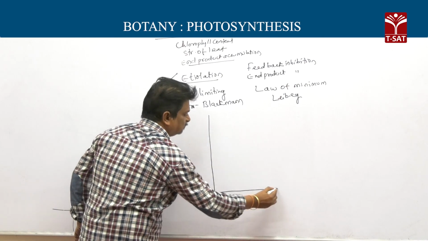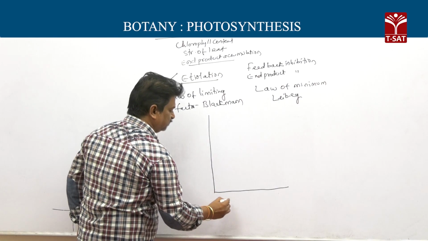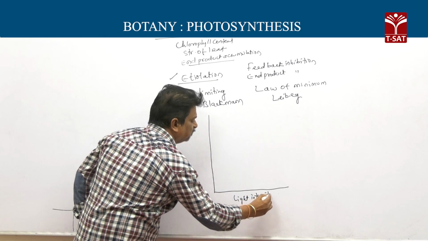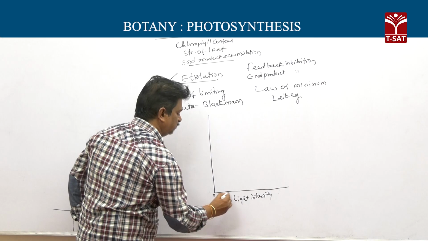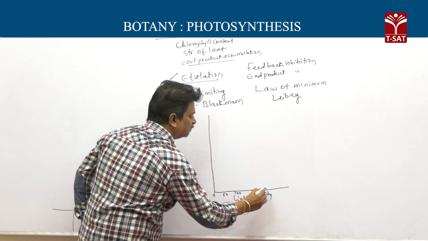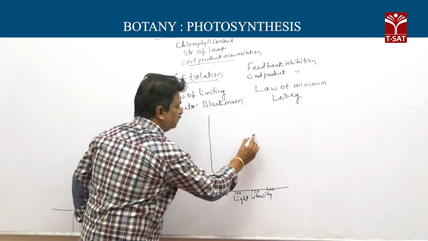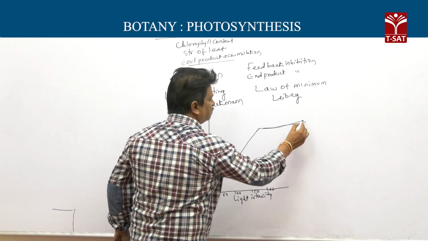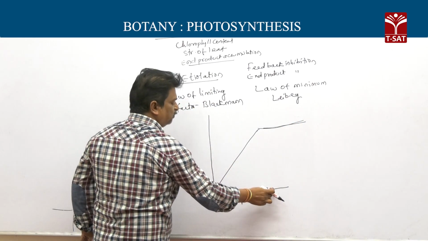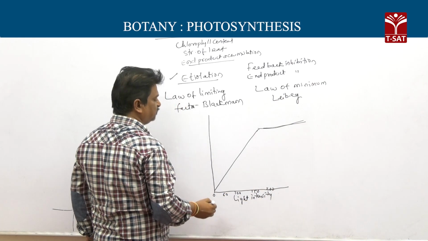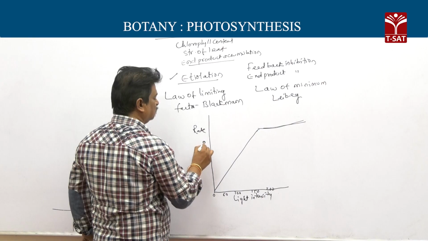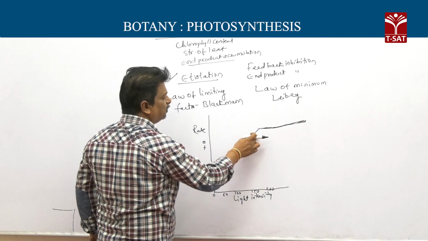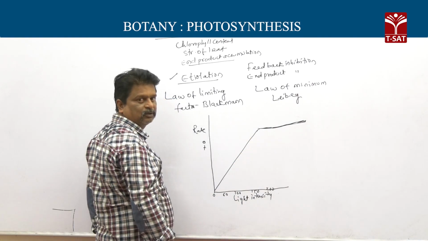Here this graph shows carbon dioxide becomes the limiting factor. Carbon dioxide becomes the limiting factor. How? If light intensity is increased beyond 200 units, the rate of photosynthesis does not increase, it becomes constant.